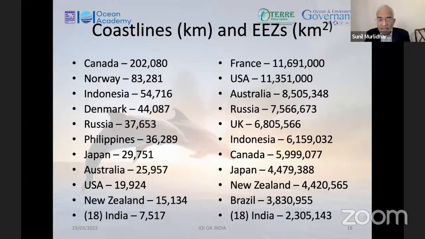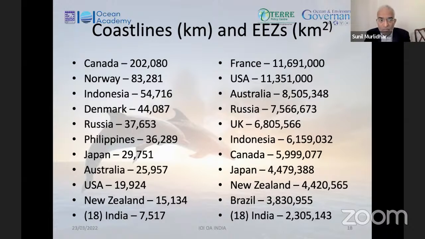Indonesia is another interesting example, because Indonesia consists of literally thousands of islands. So if you take the coastline around each of the islands and add it up, then that becomes the coastline of Indonesia, which is why Indonesia is quite significant too.